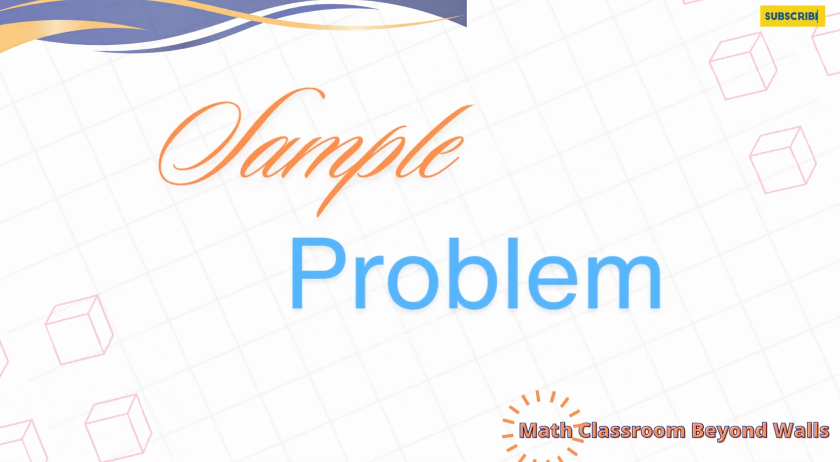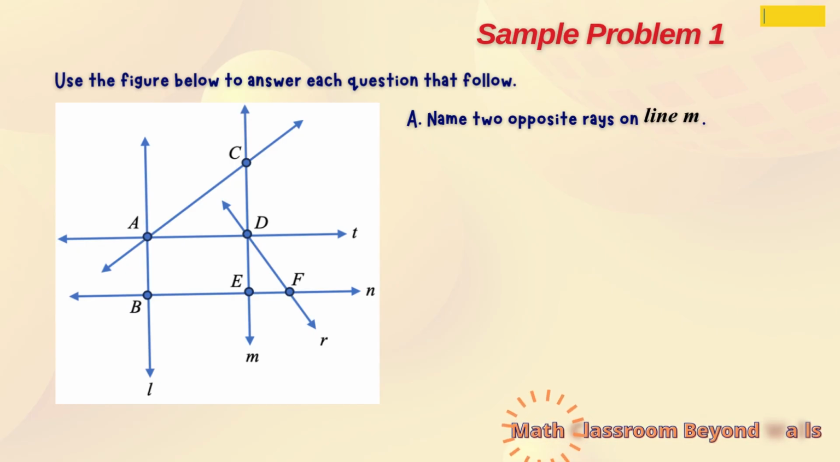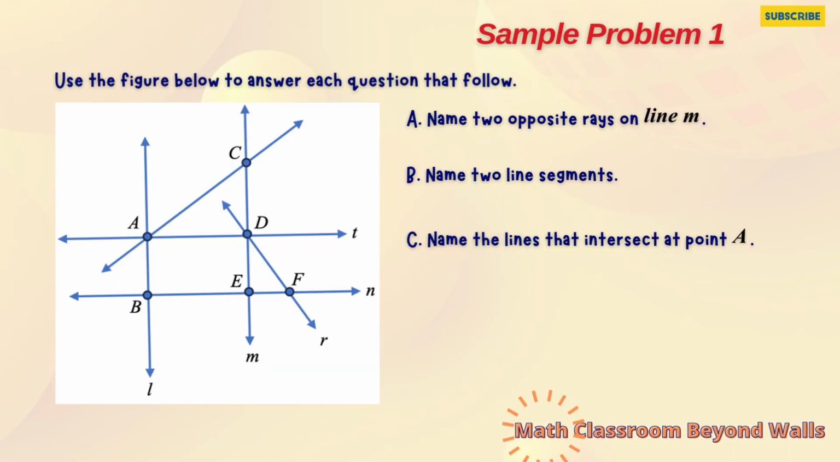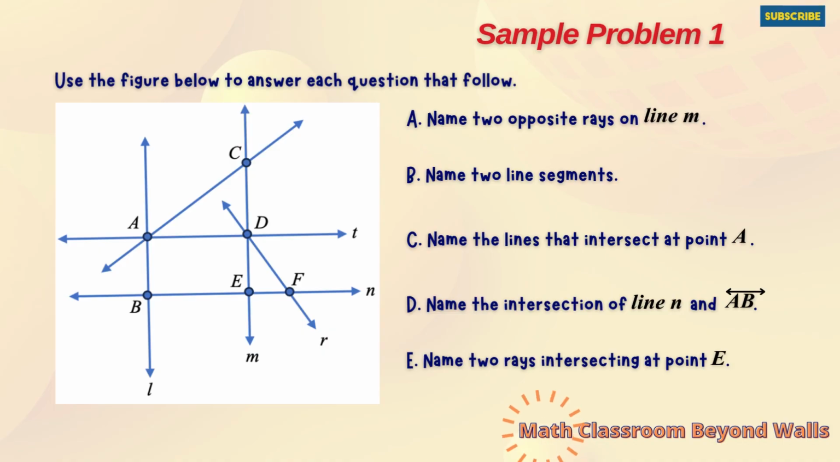Okay, let us now answer the sample problems that follow. Here is the problem. Use the figure below to answer the questions that follow. Question A, name 2 opposite rays on line M. Question B, name 2 line segments. Question C, name the lines that intersect at point A. Question D, name the intersection of line N and line AB. Question E, name 2 rays intersecting at point E.